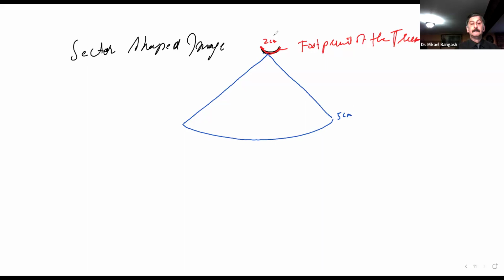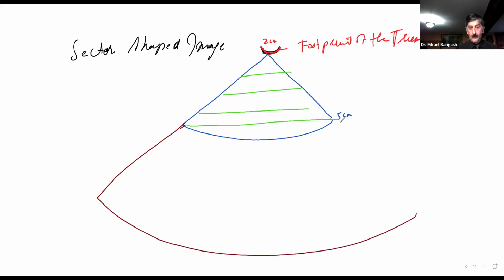Did you guys get that? So what do you see here in the sector shape image? The deeper we go, the side-to-side dimension of the image may cover greater distances because if we go to, for instance, a depth of, let's say, 10 centimeters. This is a depth of 10 centimeters.